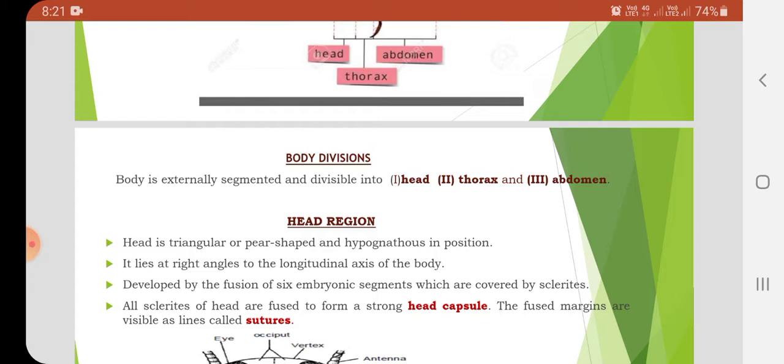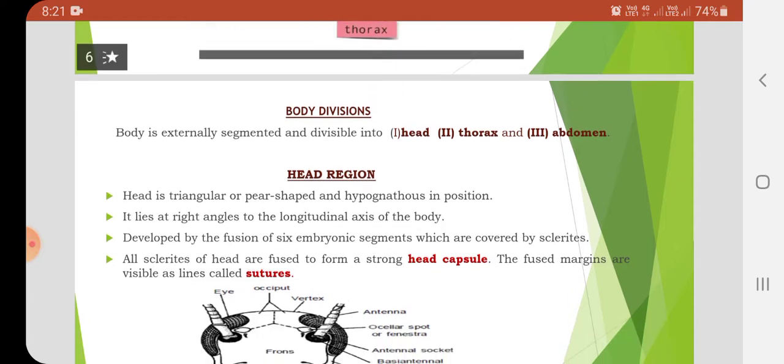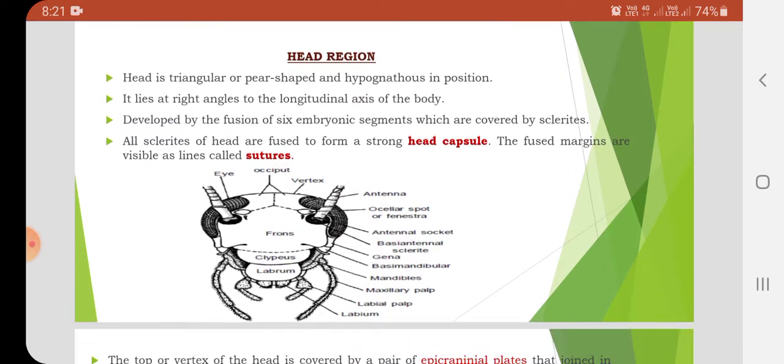All sclerites of the head are fused, forming the head capsule. The fused margins are visible as lines called sutures. The top vertex of the head is covered by a pair of epicranial plates, joined in front by the inverted Y-shaped epicranial or medial suture. These sutures become indistinct in the adult cockroach.